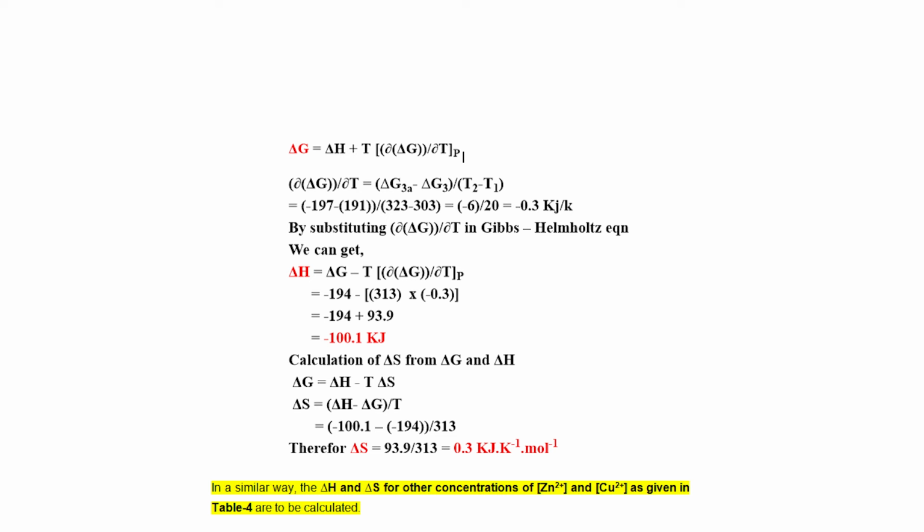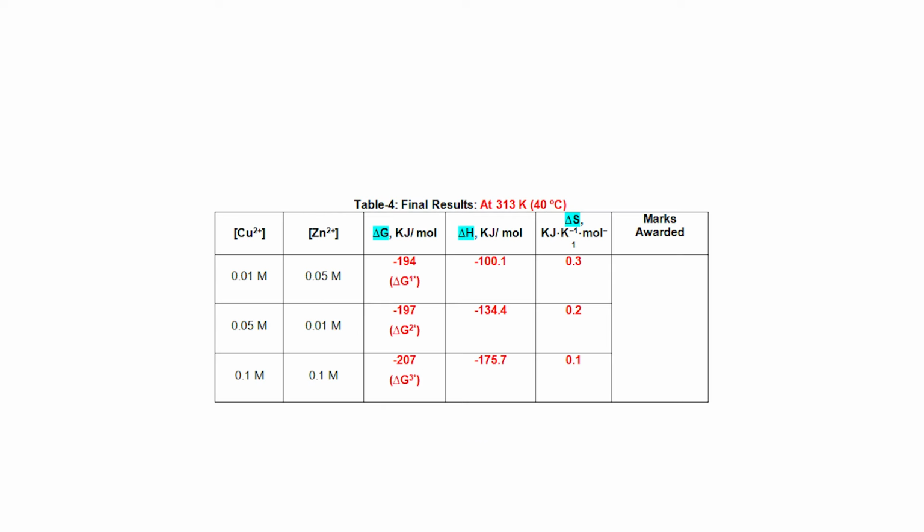Now you see the final table, which tells us what we have learned from the experiment. Number one, the construction of a Daniell cell. Number two, how the EMF value is influenced by temperature and concentration. Number three, we are able to calculate the thermodynamic functions like change in free energy, change in enthalpy and change in entropy.